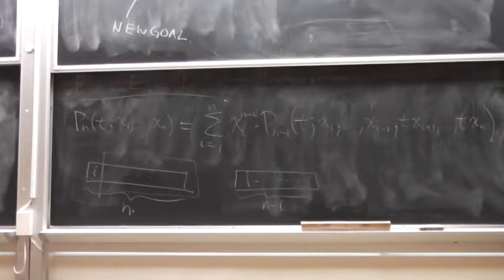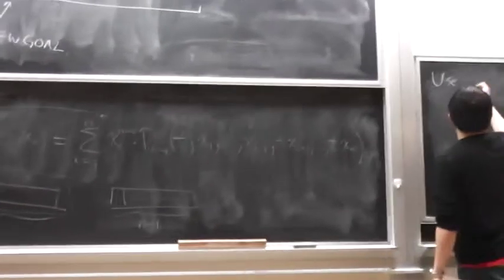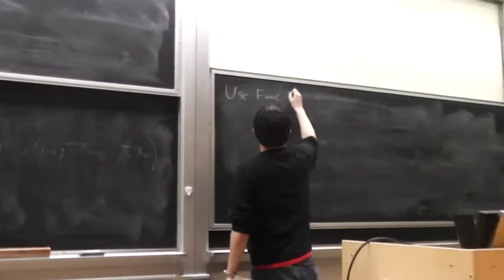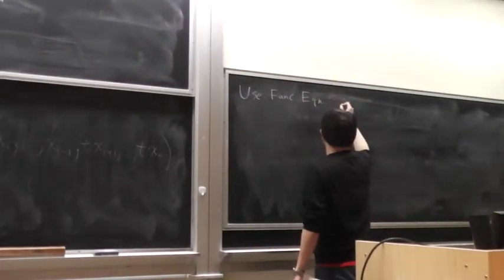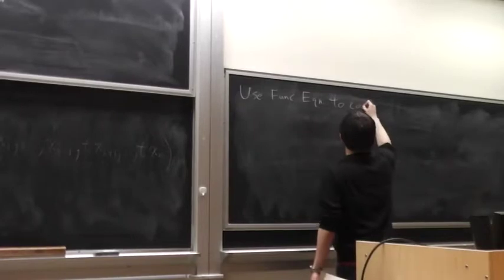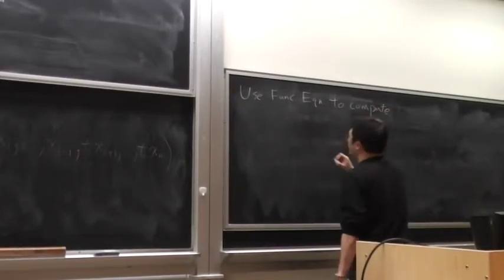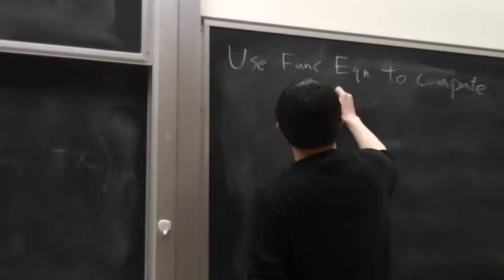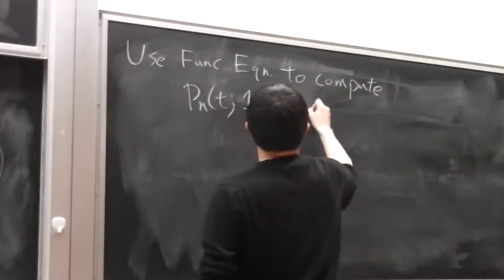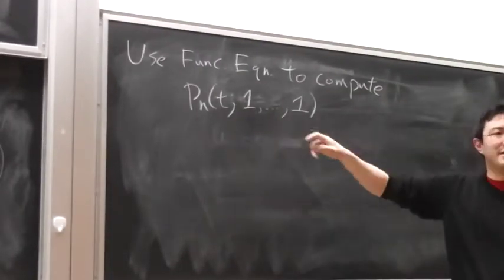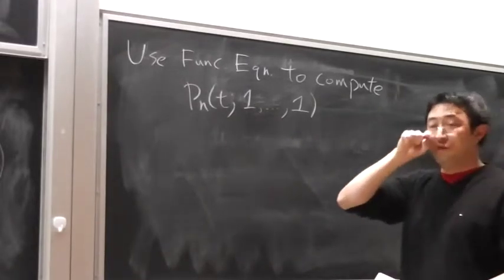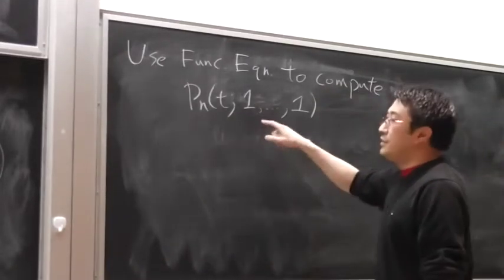Okay. So now, why is this useful? Here. So now we can use a functional equation to compute this expression, because we want to compute this and then extract the coefficient of t to the r. We can use the functional equation.